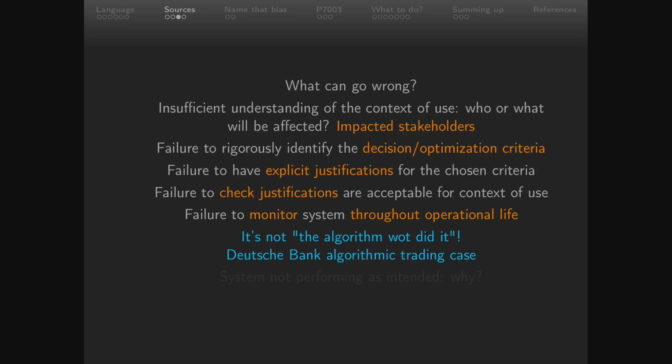There was a case in Germany about 5-7 years ago. It's actually rather hard to find information about it now, not quite sure why. Where Deutsche Bank argued to the judge that they weren't responsible for the decision-making of their financial trading system because it was the algorithm that made the decisions. Well, I think we've moved on from that position nowadays. More benignly, you might say, the system just isn't performing as it's intended. But how do we find out why that is the case? It's actually, as we saw from our discussion just now of sub-symbolic systems, hard to see what's going on inside.